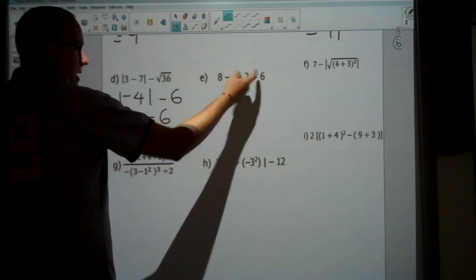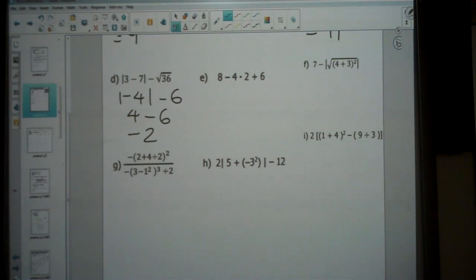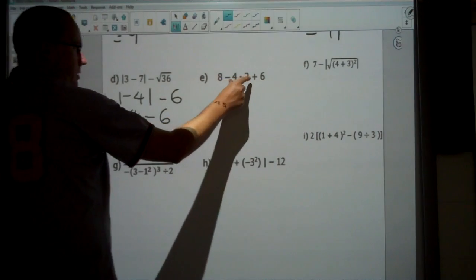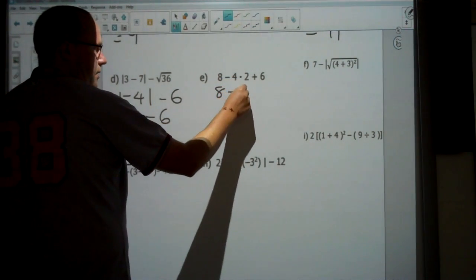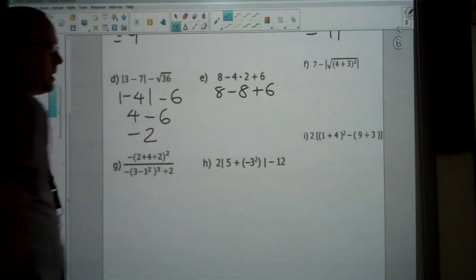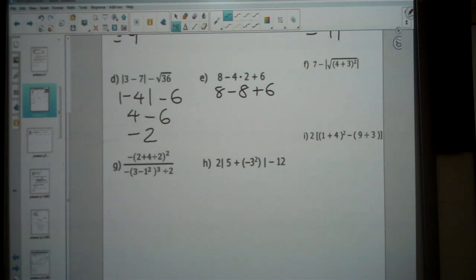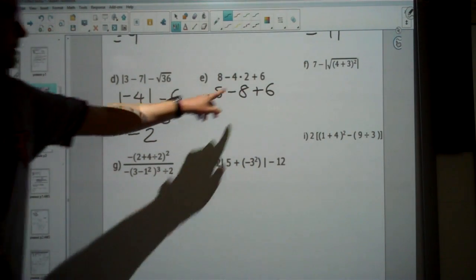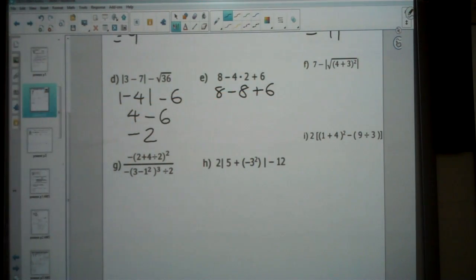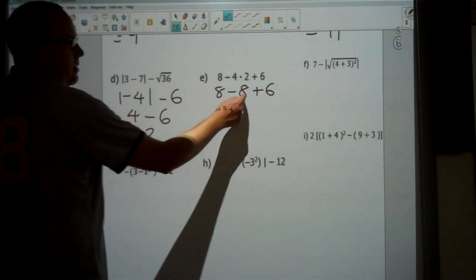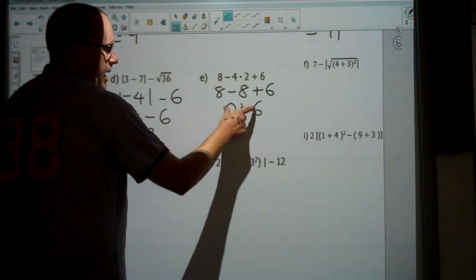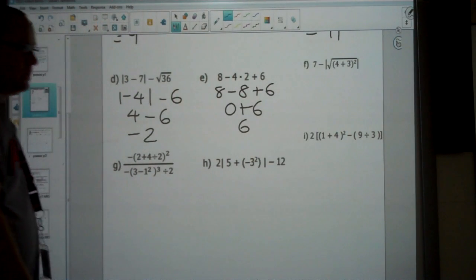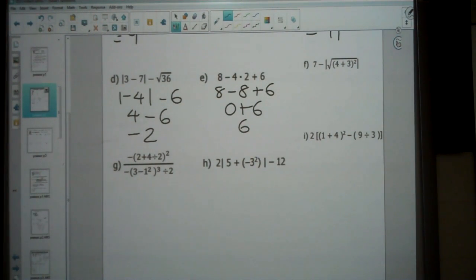When I get to E, I can see I've got a subtraction. The dot I know is multiplication, and I've got addition. And I know from PEMDAS, multiplication comes before all those. So I'm going to work out the 4 times 2 first, which is 8. And then addition and subtraction we do at the same time and go left to right. So it's not just we do addition first and then subtraction. We do them at the same time. So 8 take away 8 is 0. And then 0 plus 6 is 6. So our answer for that question is 6.